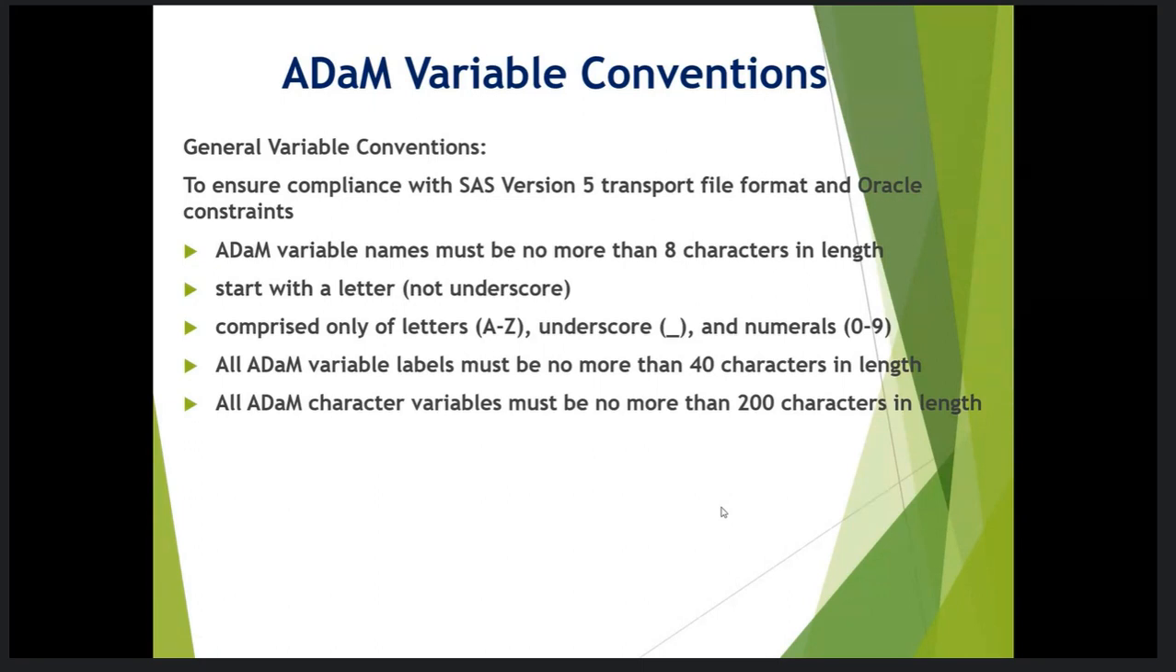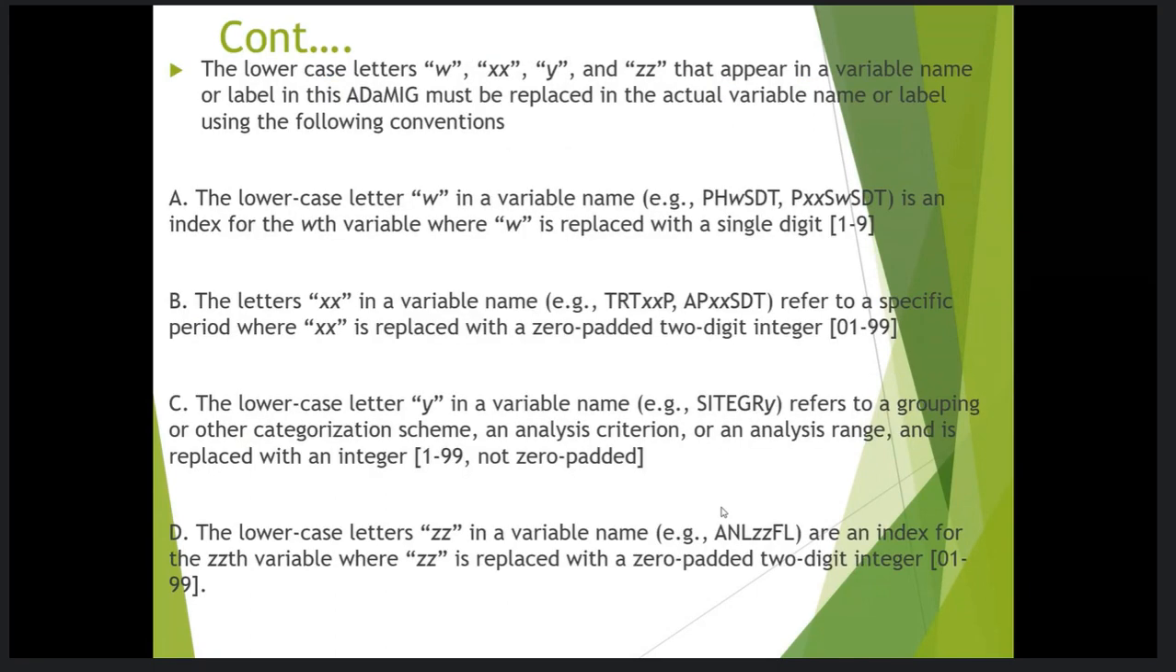The name should be less than or equal to 8 characters, and you should start with an alphabet. You should not have any special characters, but you can have numbers. All ADaM variable labels must be less than or equal to 40 characters, and the length of a character variable should be less than or equal to 200. The length of a numerical variable should be between 3 and 8.